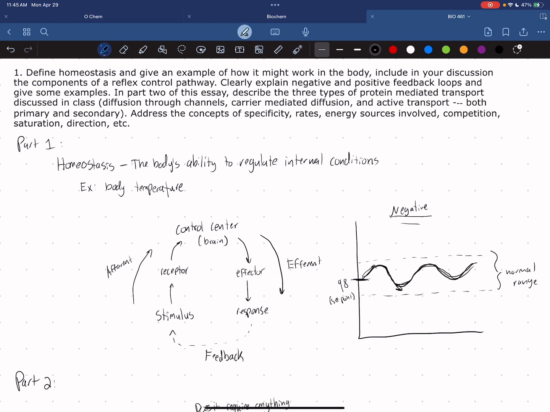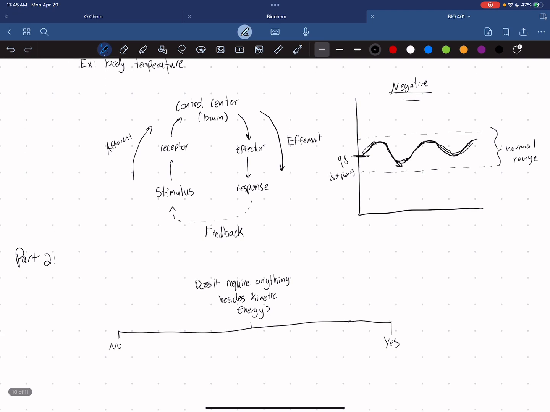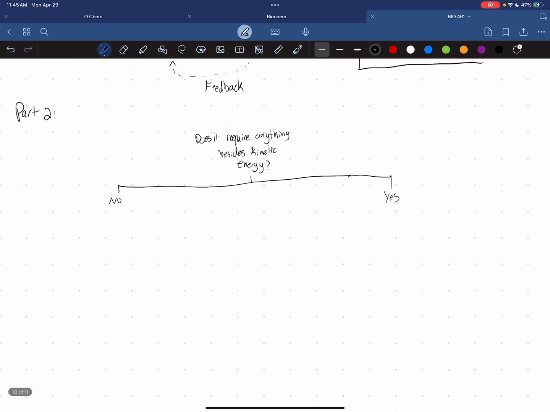Okay, so for part two of this question, we are going to be talking about the types of protein-mediated transport across the membrane. I started a little flow chart here that's going to help us explain the different types of transport. So, does it require anything besides kinetic energy? If the answer is no, we have to ask another question: does it need help? If the answer is no to this question, then we know that we are working with what's called simple diffusion.